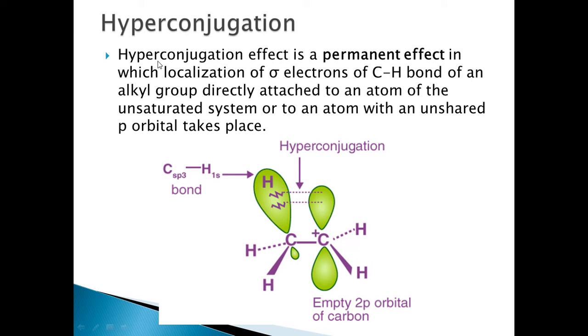Hyperconjugation. Hyperconjugation effect is a permanent effect in which localization of sigma electrons of carbon-hydrogen bond of an alkyl group directly attached to an atom of the unsaturated system or an atom with an unshared p orbital takes place. For instance, in this illustration here, you have an alkyl group here, and you have a carbocation in which you have empty p orbital. The delocalization of electron in this orbital to the empty p orbital is what we refer to as hyperconjugation.